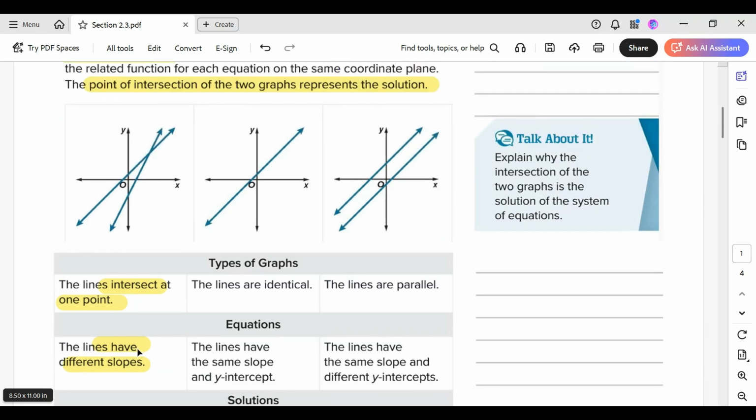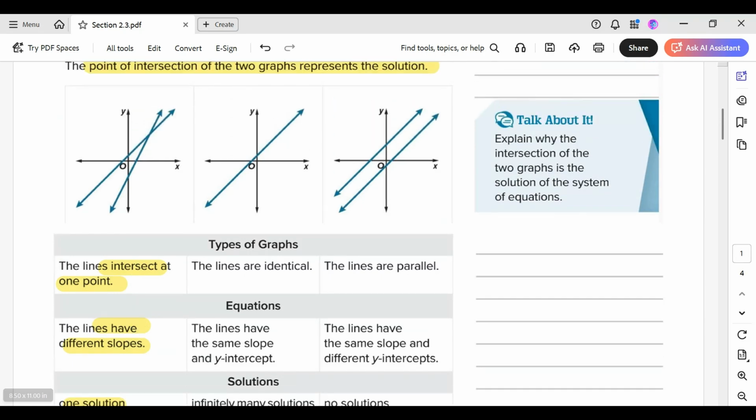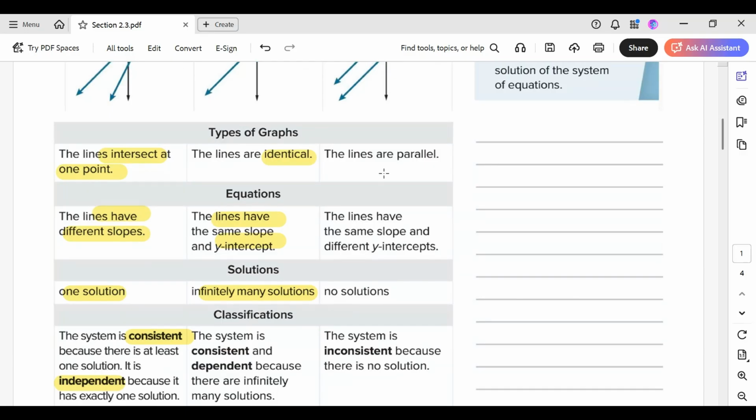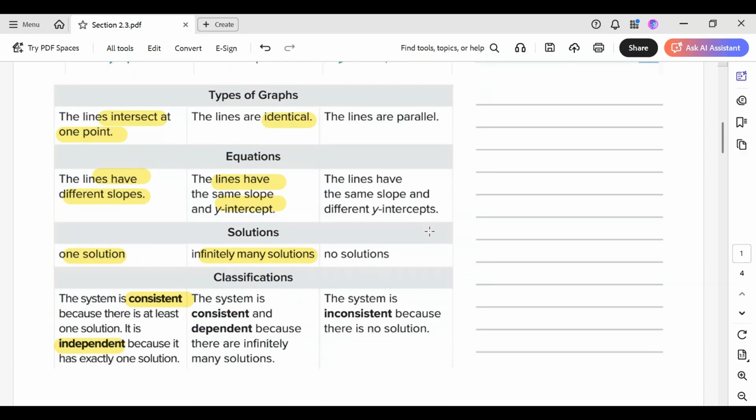The second type we have is one where the lines are identical. What that means is they have the same slope and y-intercept. The number of solutions it has is infinitely many solutions. It means I can pick any point along the line. These types of graphs are known as consistent, but they're dependent on one another.